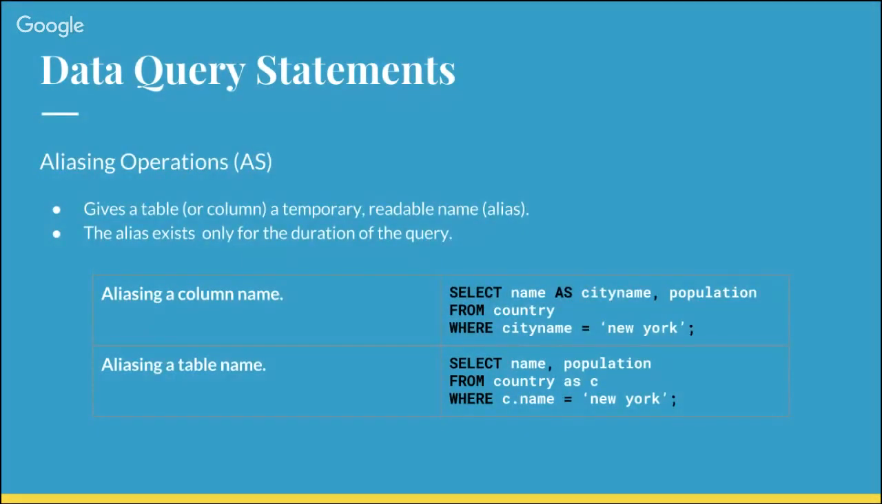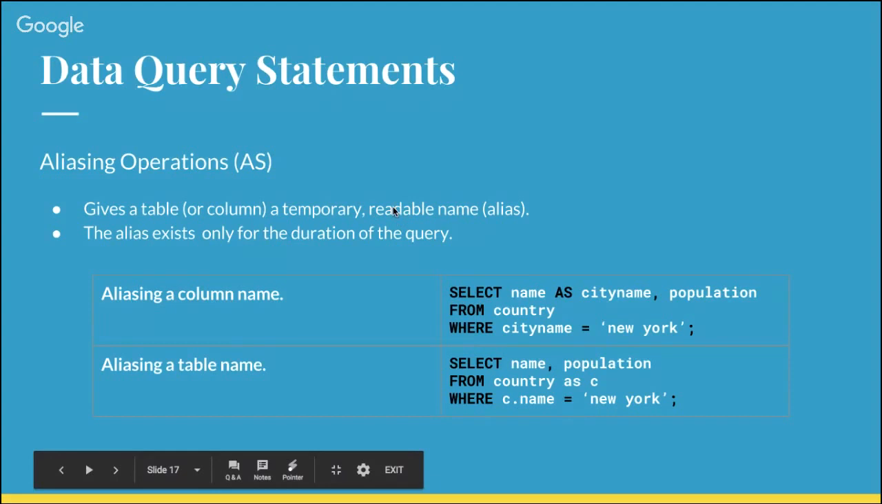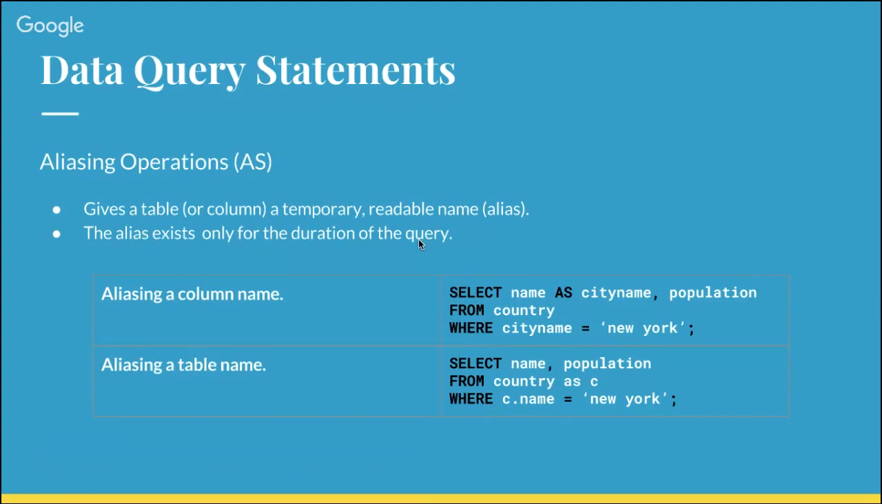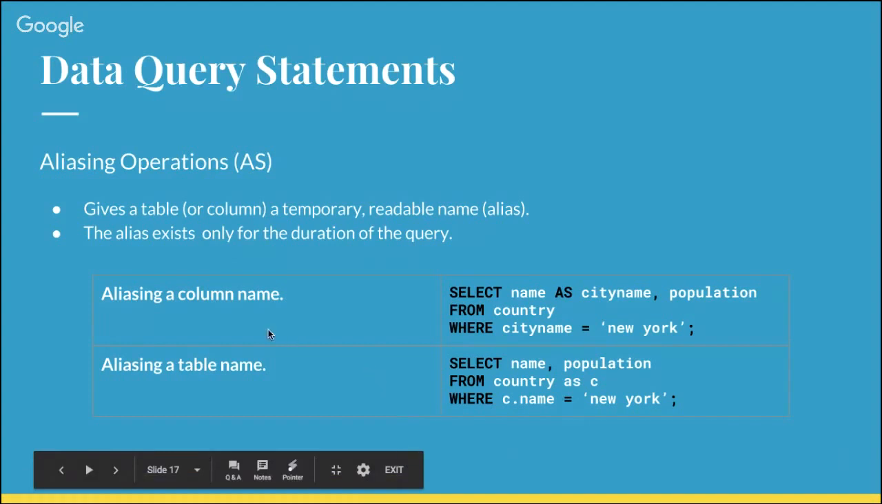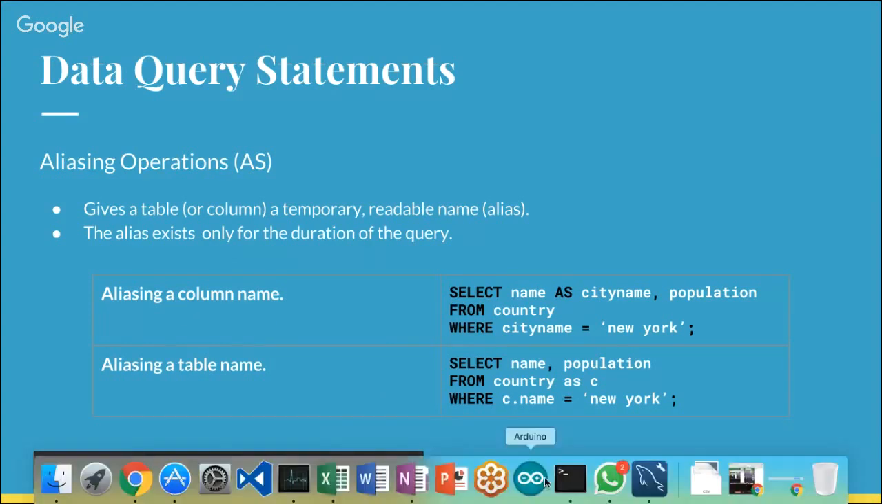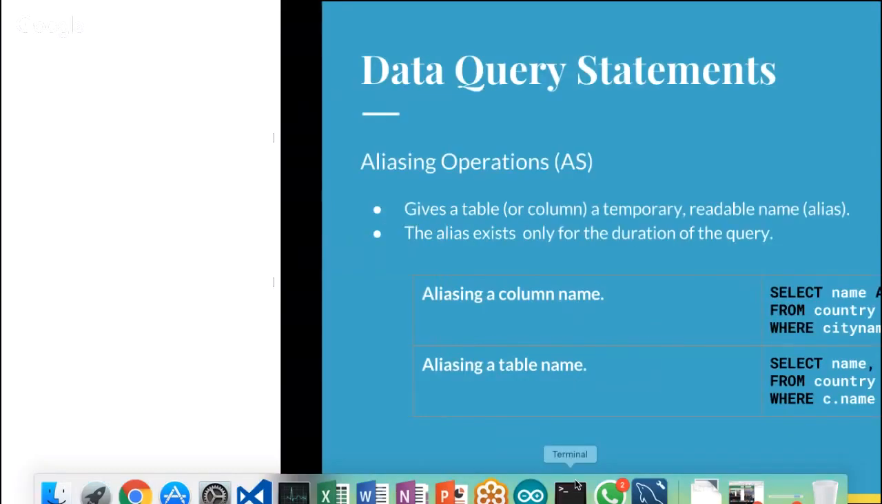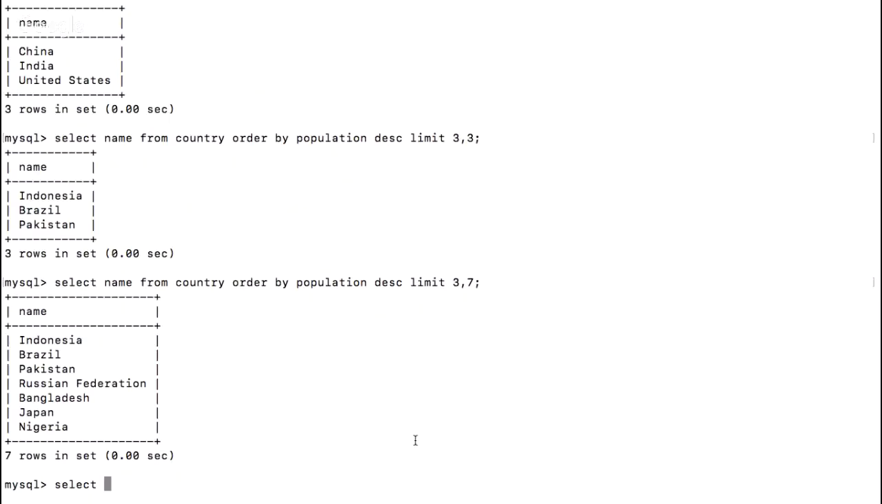Okay, so the aliasing operation. An alias is when you want to assign a temporary name to either a column or a table, right? A temporary or a readable name. And this alias, however you pronounce it, exists only for the duration of the query. So let's say we want to alias a column name. An example would be, say, select name from city.